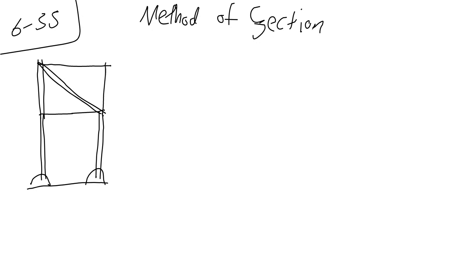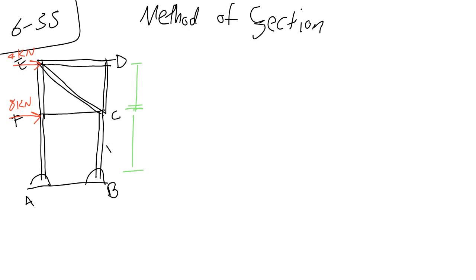All right, let's get this down. Call this one A, B, C, D, F. Got a force this way, up, of 8. Got another force this way, 4 kilonewton. And we know the distance from here to here is 2, and from here to here is 2 and 2. And the distance from here to here is 1.5 meters.